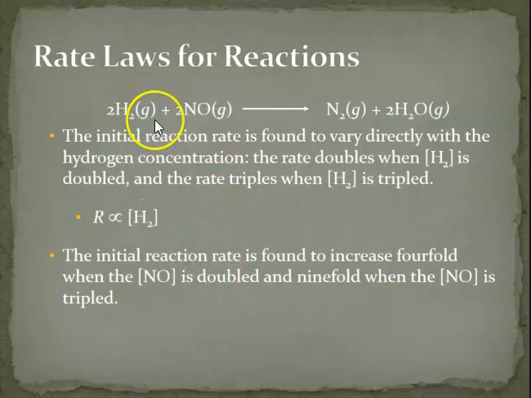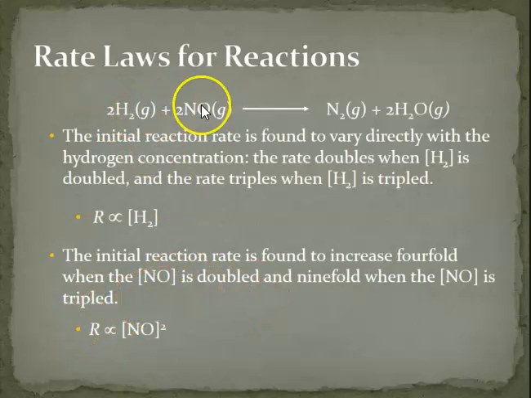It's not the same as the hydrogen. It's got a much stronger effect. In fact, it's related to the square of the concentration. So the rate of this reaction is proportional to the square of the concentration. When I double it, 2 squared is 4, so the rate's 4 times faster. If I triple this, 3 squared, it's 9 times faster. That's what that means.